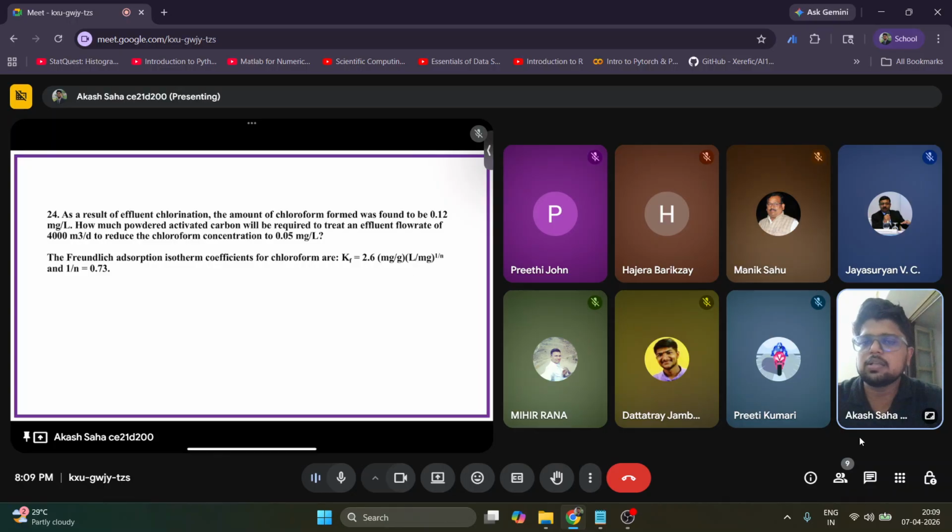Another one, numerical. As a result of effluent chlorination, the amount of chloroform formed was found to be 0.12 milligram per liter. How much powdered activated carbon will be required to treat an effluent flow rate of 400 meter cube per day to reduce the chloroform concentration to 0.05 milligram per liter? The Freundlich adsorption isotherm coefficients for chloroform are Kf equal to 2.6 milligram per gram times liter per milligram to the power 1/n, where 1/n is 0.73. So you have to find out the concentration of activated carbon here.